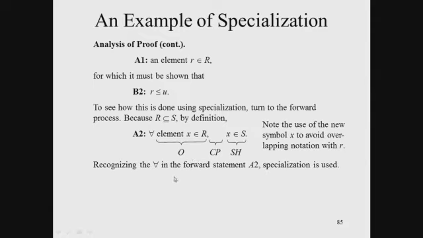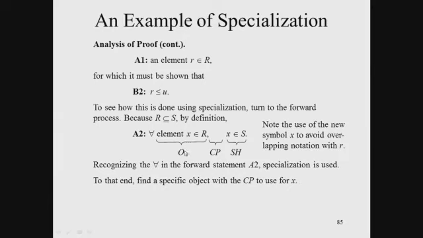All right. Now what you have to remember is how does specialization work? And here's how it works. You need to find an object with a certain property. In this case, that means you need to find what? A particular element in the set R. Exactly. We need to find a specific object with a certain property to use for X. That means we need to find a particular element in R.